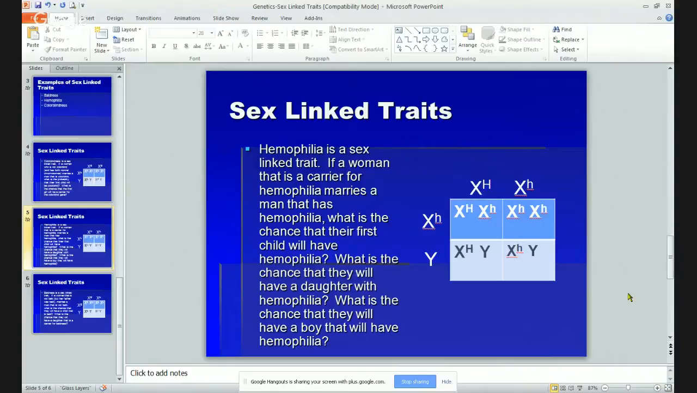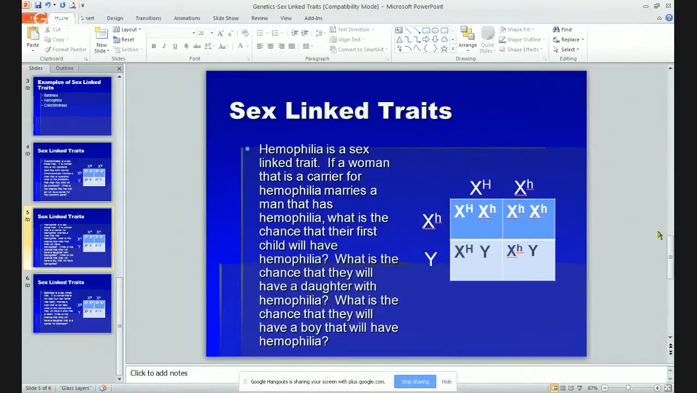So now we've got hemophilia. Again, I'll always tell you, hemophilia is a sex-linked trait. I won't expect for you to remember that. So if a woman that is a carrier for hemophilia marries a man that has hemophilia, what is the chance that their first child will have hemophilia? And there's a whole bunch more questions. So we'll start with that one first.